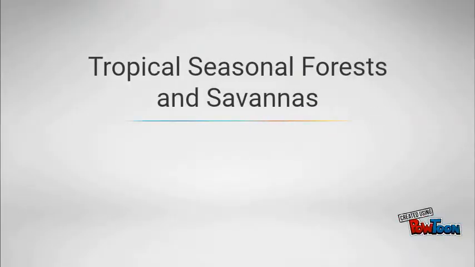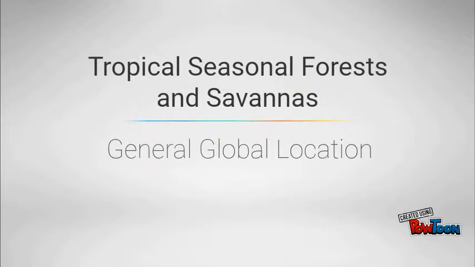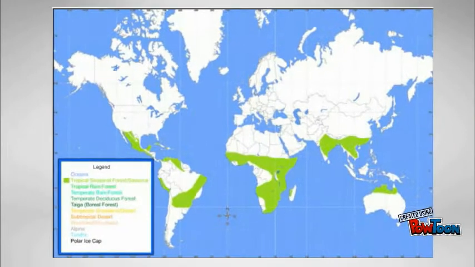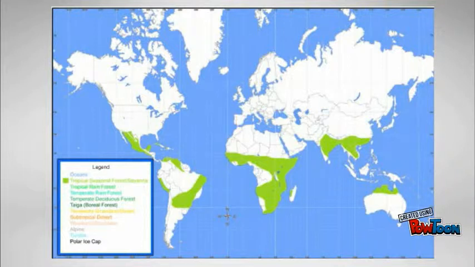Tropical seasonal forests and savannas. Tropical seasonal forests are generally located north and south of the equatorial rainforest belt, with the most diverse of dry forests being found in southern Mexico and the Bolivian lowlands.